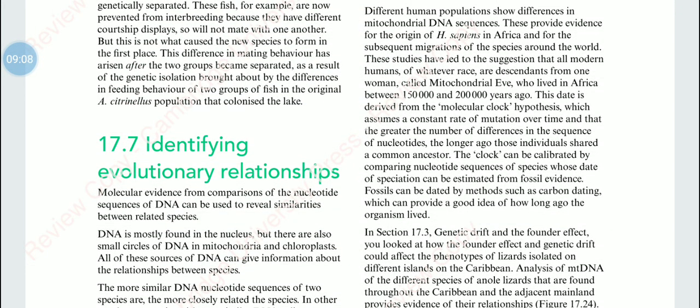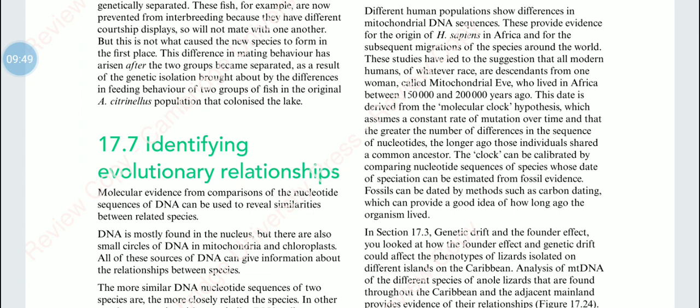Write down: identifying evolutionary relationships. By studying nucleotide sequences of DNA, we can understand the similarities between related species. Not only the DNA in nuclei, but also the mitochondrial and chloroplast DNA can be studied to get the information we need.